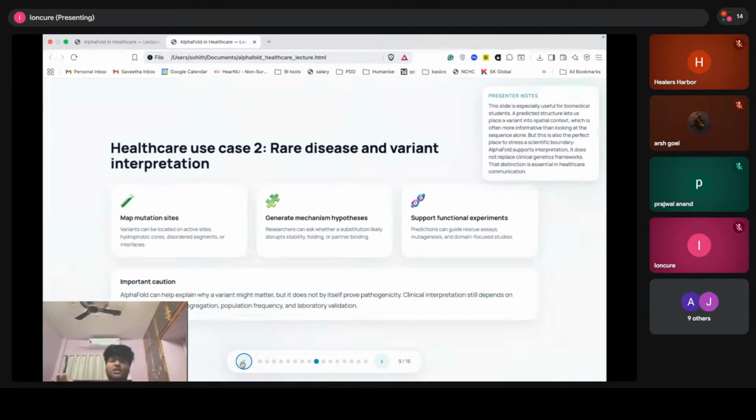An important caution while using AlphaFold is that it could explain why a variant might matter, but by itself it does not prove pathogenicity. So clinical interpretation still depends on laboratory validation. It could involve phenotyping, genomics, population frequency studies, or segregation studies.